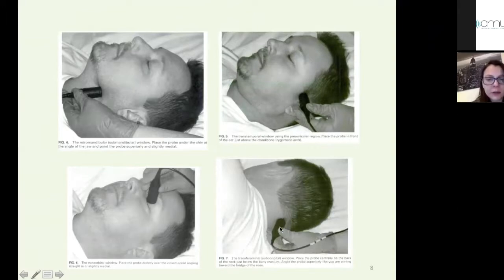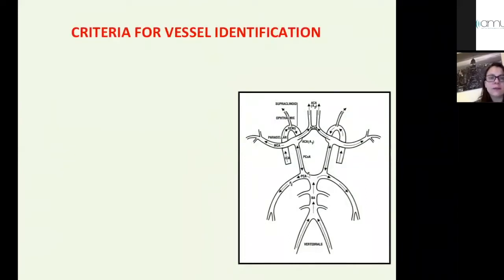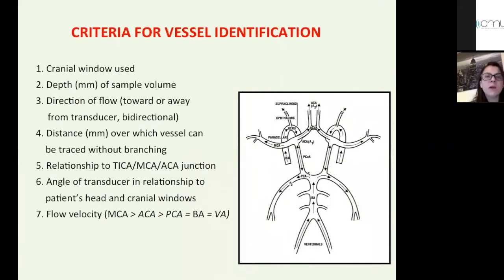Finally, the posterior circulation is generally found and insonated using the occipital window. And from here, with the patient in this position, we can easily insonate the vertebral arteries and the basilar arteries. But again, it's not just about the anatomy, because we know very well that there are criteria which will help us for the identification of the vessels.